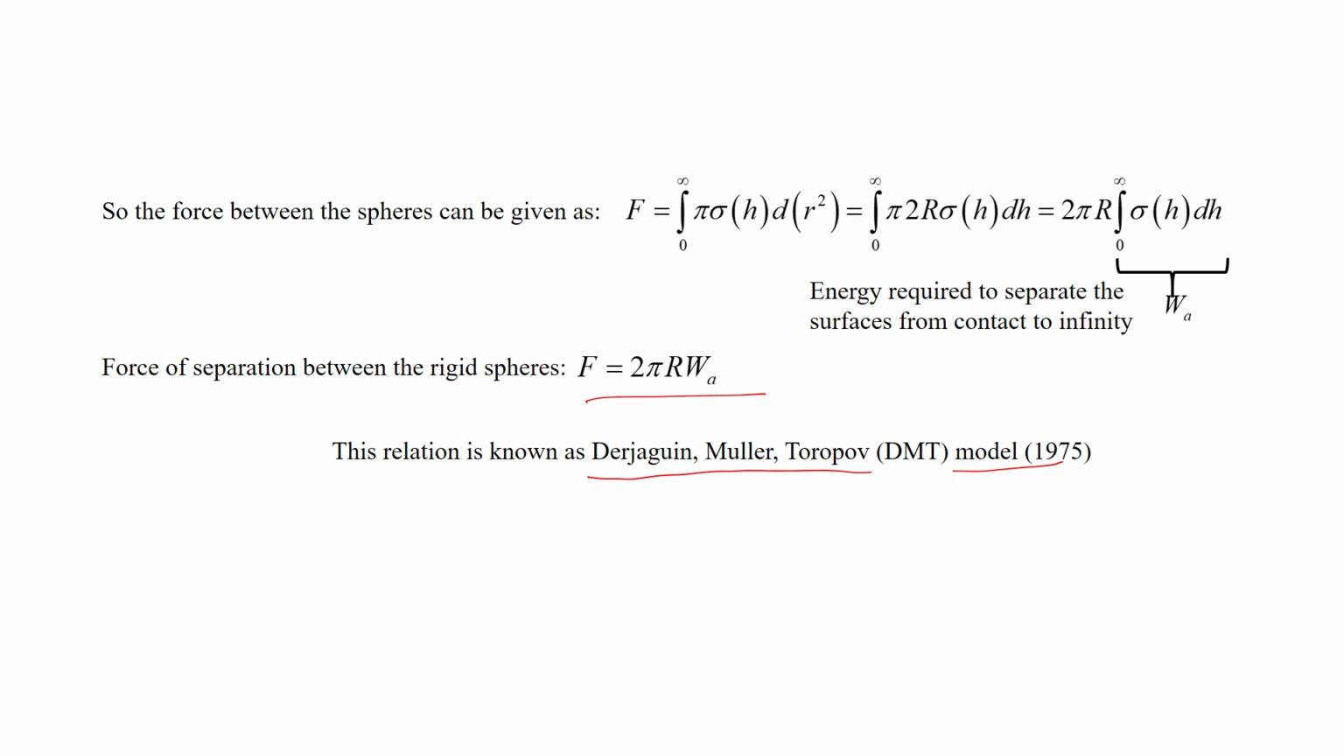So, this is that DMT model, and we will show you that there is an issue about the DMT model where the force is given as 2 pi R W_A, okay, and how it relates to, let us say, the JKR model, okay, we will talk about it in the next lecture.